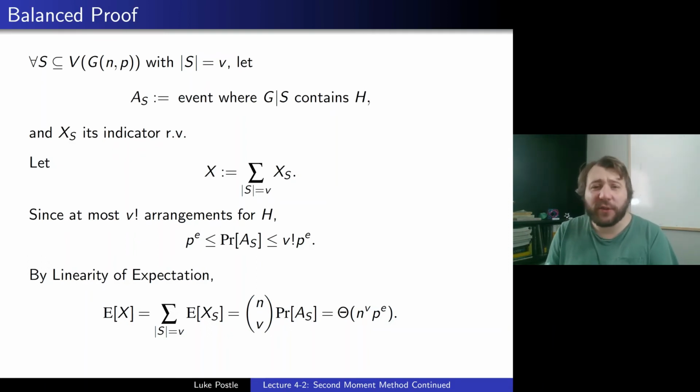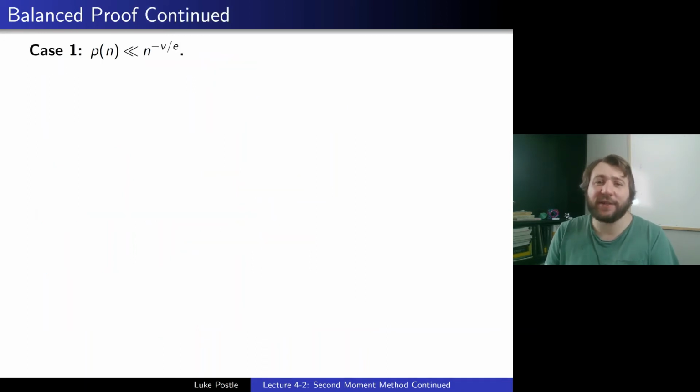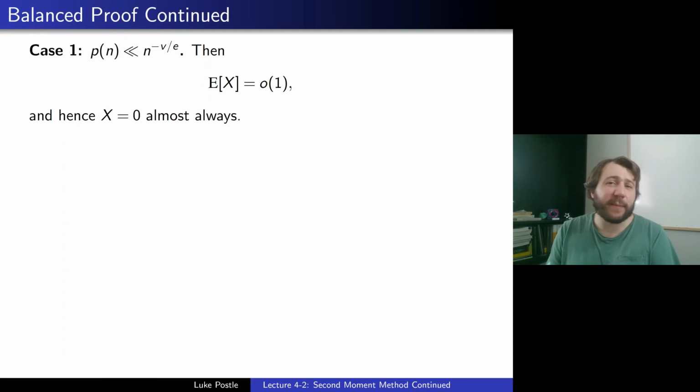So we have almost the same thing we had before with K4. We've calculated the expectation, and we split into two cases. When p is much, much smaller than the threshold of n to the minus v over e, you can conclude that the expectation from the previous slide is much, much smaller than 1, and hence by the first moment method, Markov's inequality, we know that X equals 0 almost always. All right, so we've done that part.